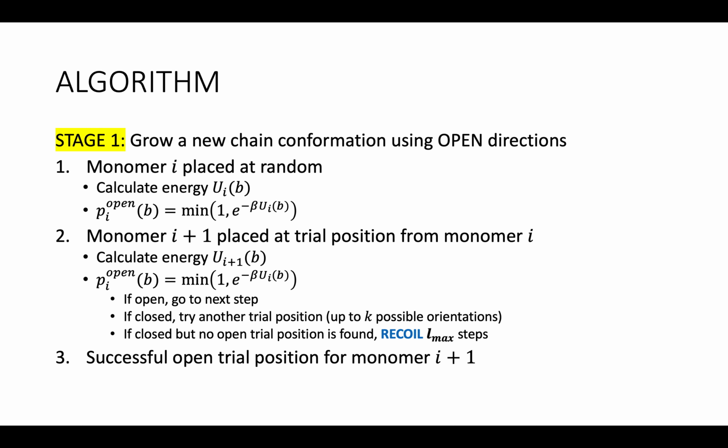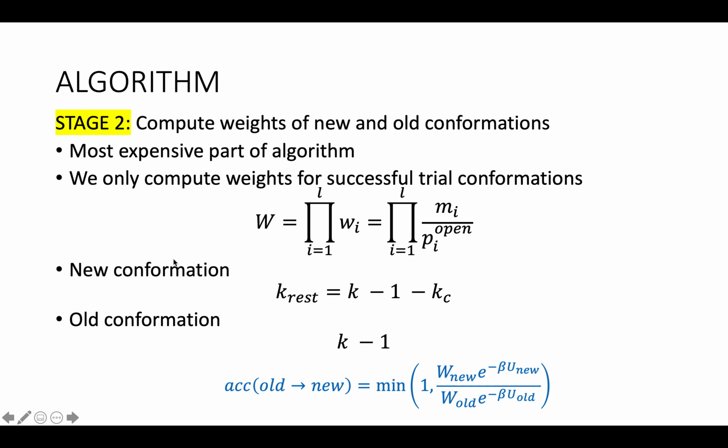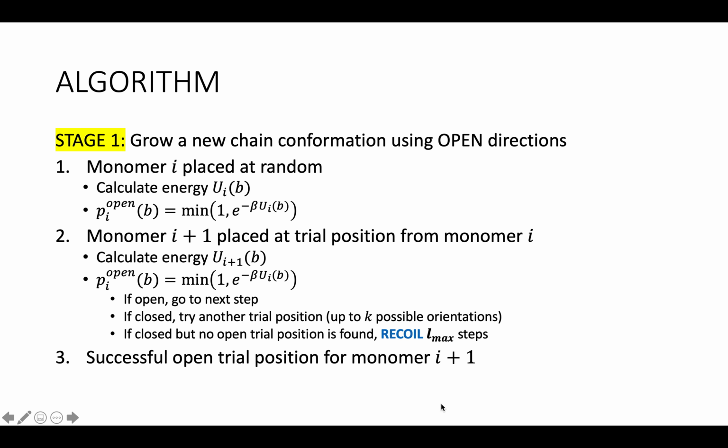In the first stage, we would grow a new chain conformation. And here's where we are computing the energy and the probabilities we just talked about. And then in the second stage, we would compute the weights of the new and old conformations. And using the weights and the energies for both stages, we would compute the acceptance rule. And that's how the algorithm works.